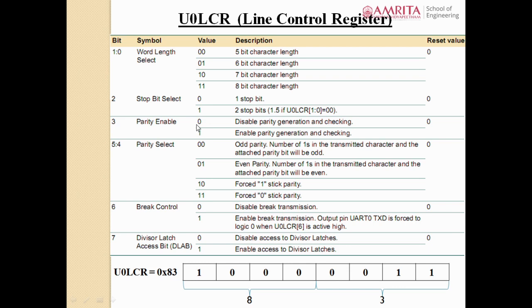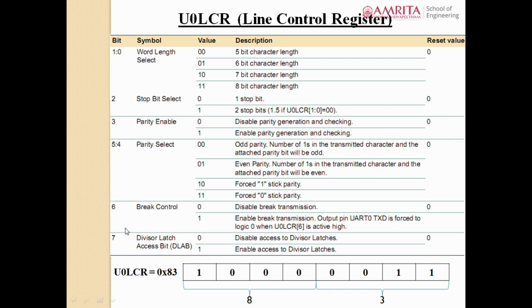Then the next two bits 5 and 4 are the parity select bits, but since in bit number 3 you have disabled the parity, you no need of considering these two bits because parity is already disabled. So for time being, you are making bit number 4 and 5 as 0 0 itself. Whatever value you are writing here, it doesn't matter. Because parity is already disabled.